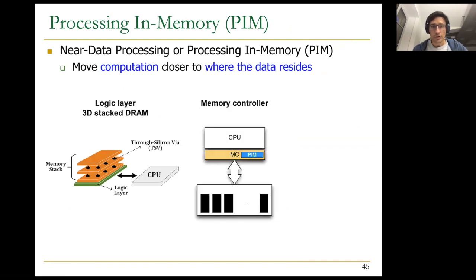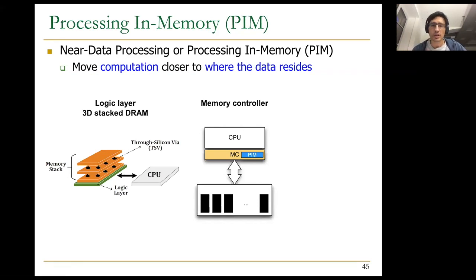These are some forms of processing in memory possibilities. Like, for example, having these 3D stack memories. You will read about them in the survey papers that we have provided. These 3D stack memories have several layers, which compose the memory stack. It's like the DRAM arrays, but they also have a logic layer. And inside this logic layer, we can put some compute units that we're going to be able to use for processing in memory.